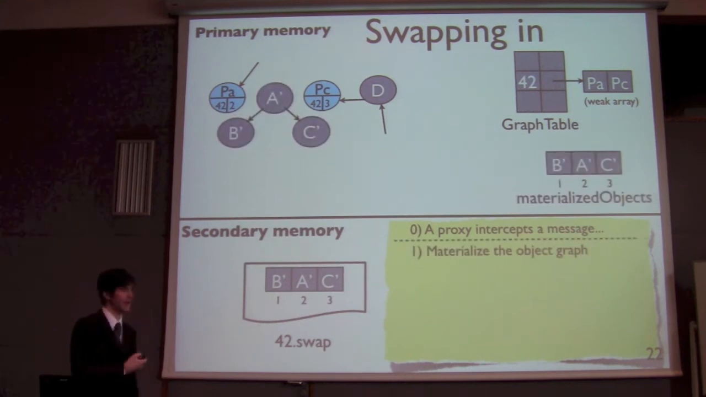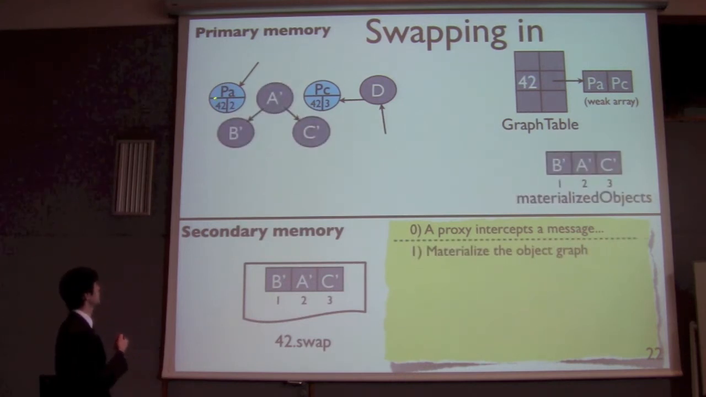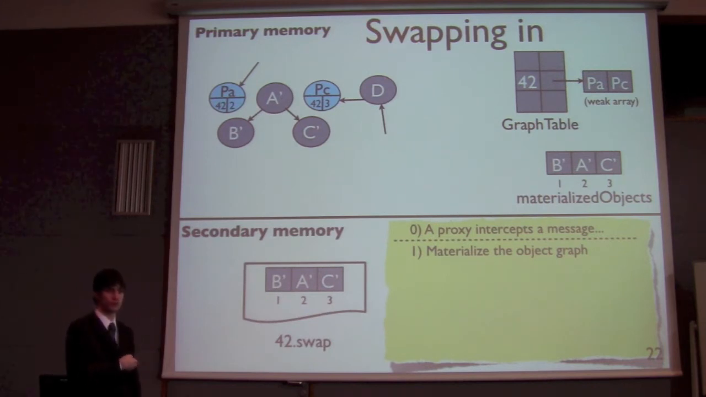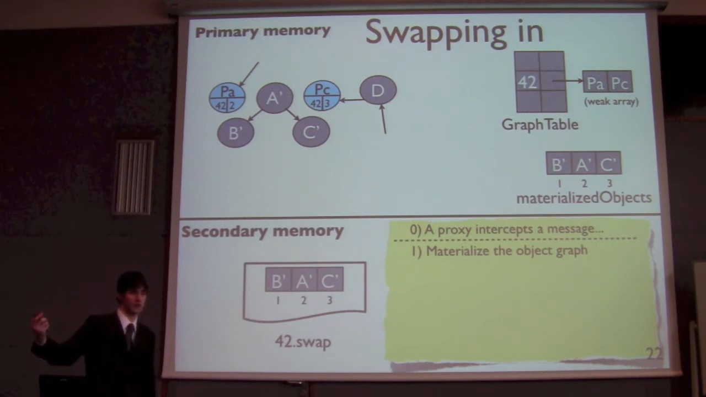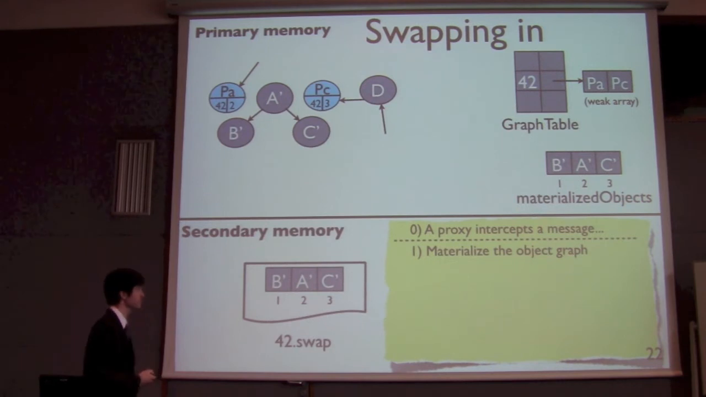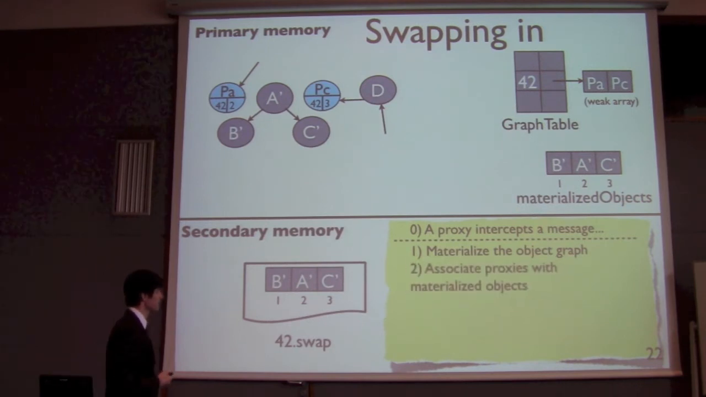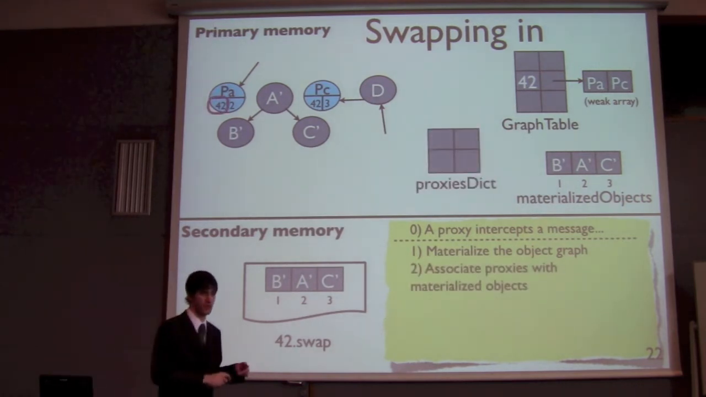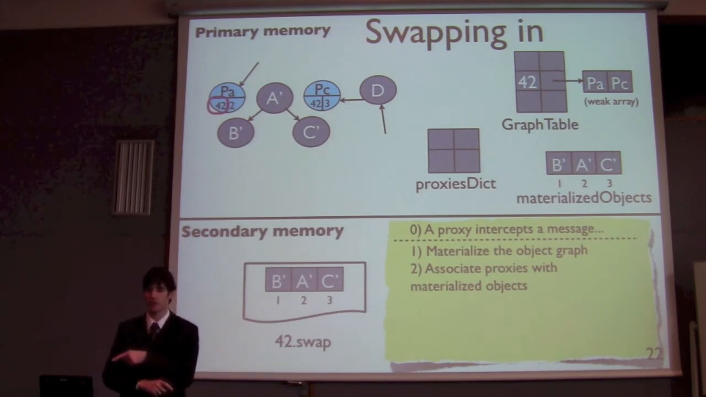So the first step is to materialize the object graph. Taking this information, we can know which is the file that we need to search for. We materialize the object graph, so we get the materialized graph. And the serializer can also answer us an array with the materialized objects, in the same order that it was previously during the serialization. Okay? So the next step is to associate proxies with materialized objects. It's the other way around from what we did during the swapping out.